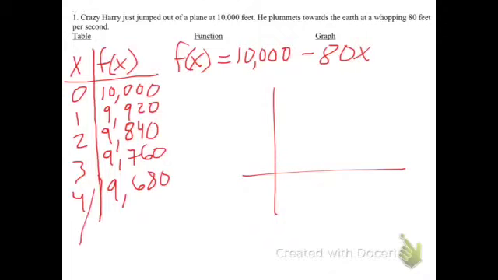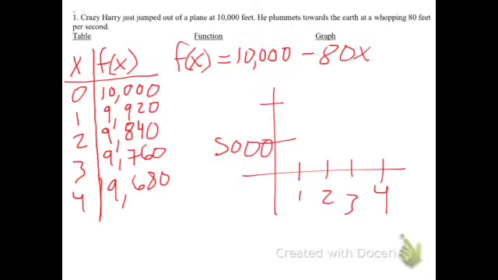Anyway, here, notice my x's are counting by ones, so I'm going to do that. 1, 2, 3, 4. And my altitude, that's basically 10,000. And so I'm just going to count by 5,000s, because I don't have a lot of tick marks and a lot of room. But on your paper you've got a little bit more, so you might want to count by thousands, just so you'll get a little bit nicer graph.